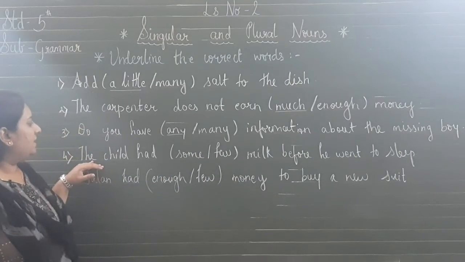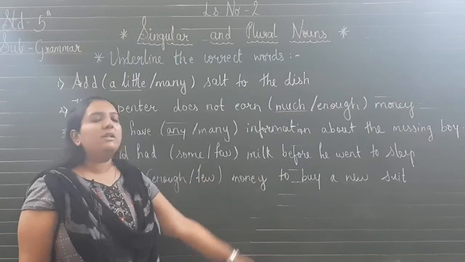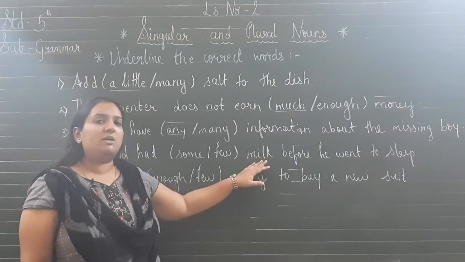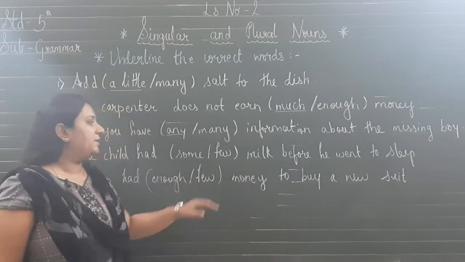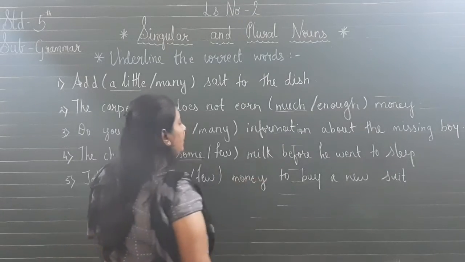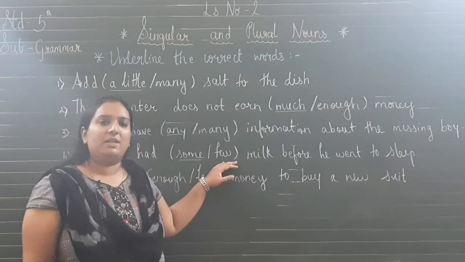Look at the next one. The child had some or few milk before he went to sleep. Now here milk is also an uncountable noun. For an uncountable noun we will use the expression some. The child had some milk before he went to sleep. Here few we use for countable nouns.